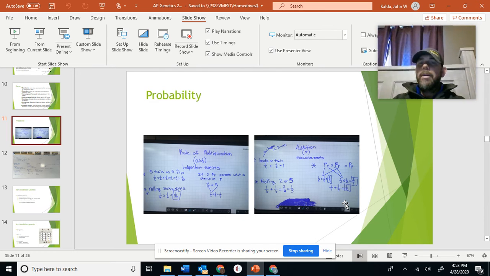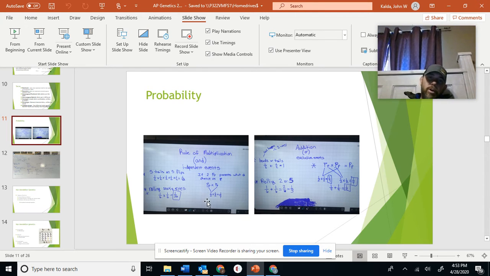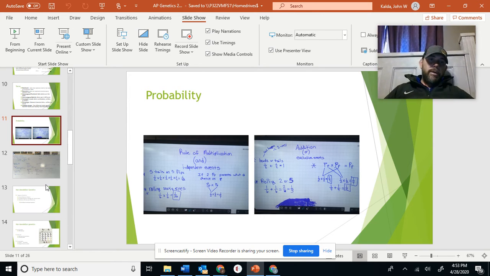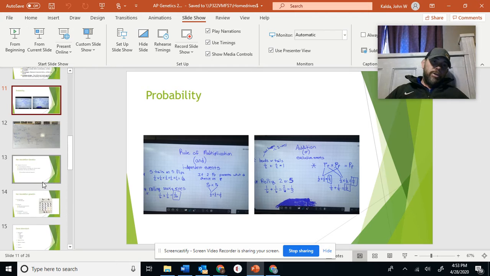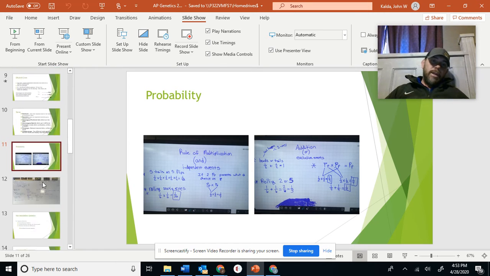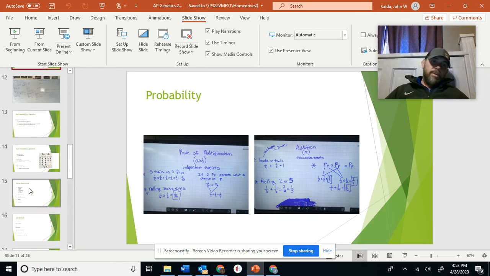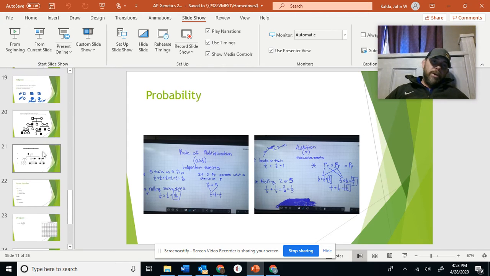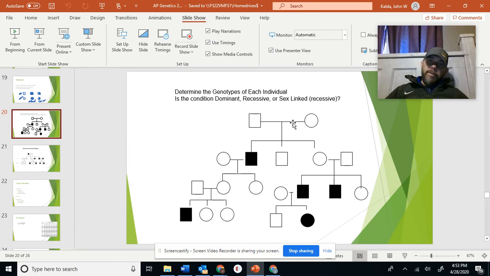So again, knowing when to use those is going to help your Punnett squares considerably as you work on them. Just make sure you have a good understanding of when to use them and what is being asked of you. Again, with the pedigrees, it's pretty simple in that you've got the males versus females. You've got, in this case, two that are married. Here are the offspring.